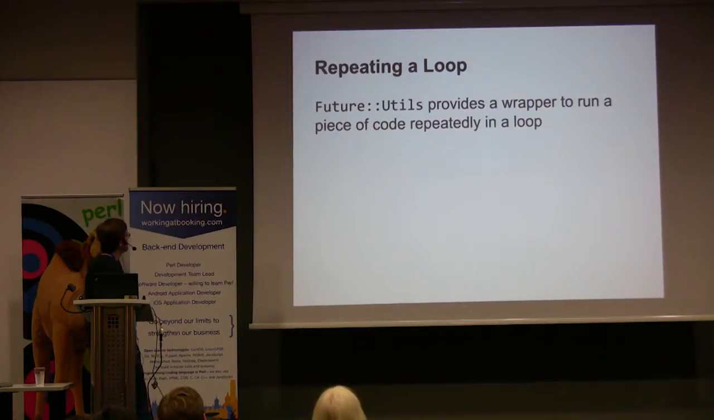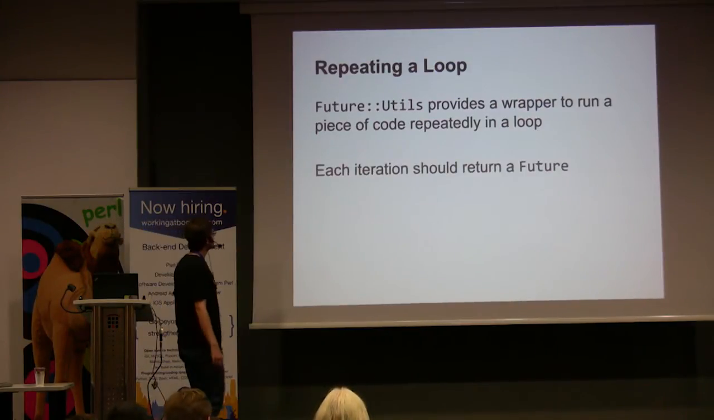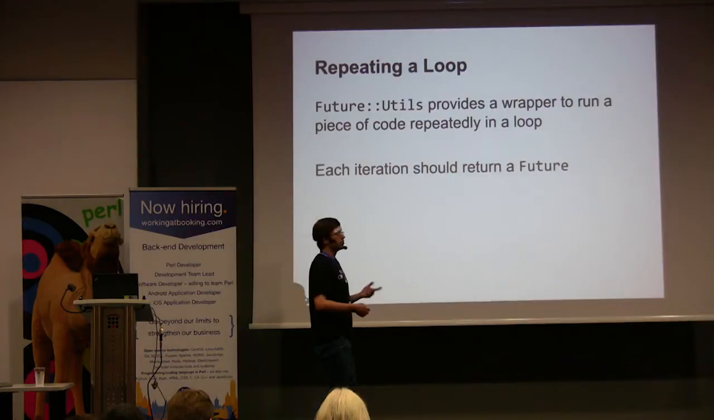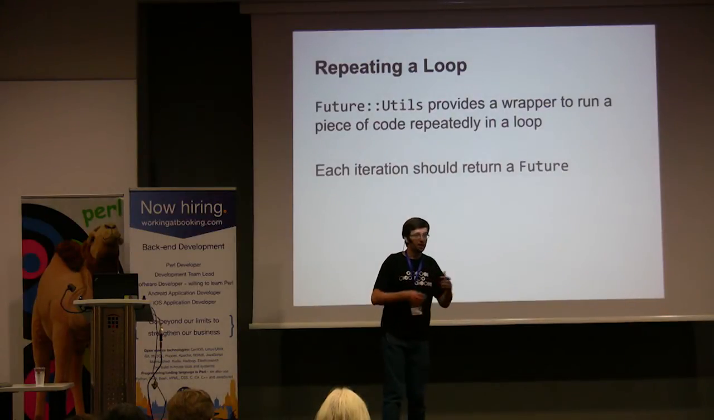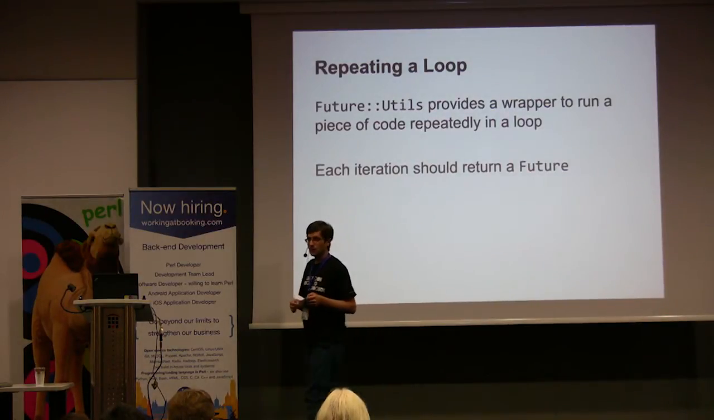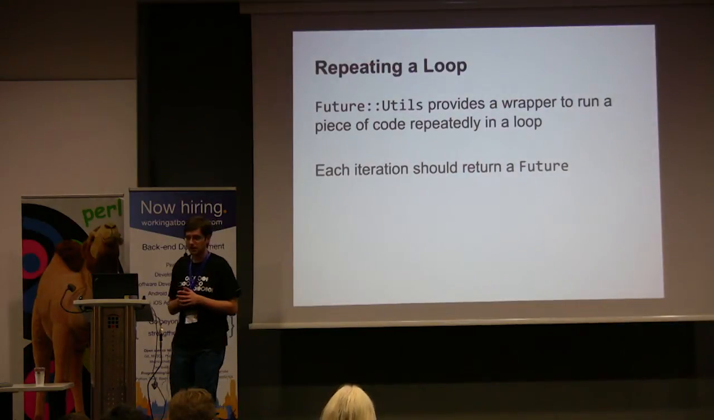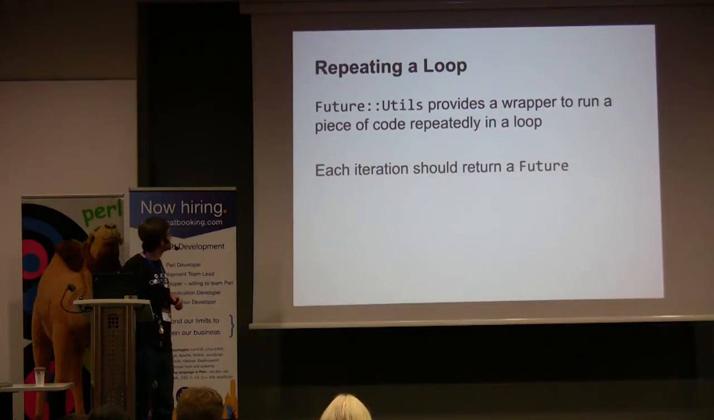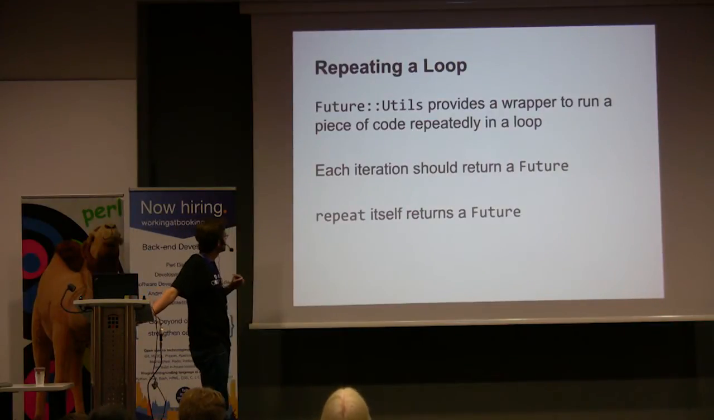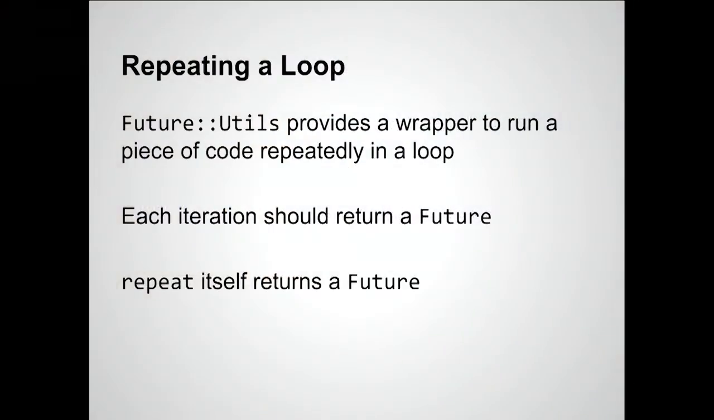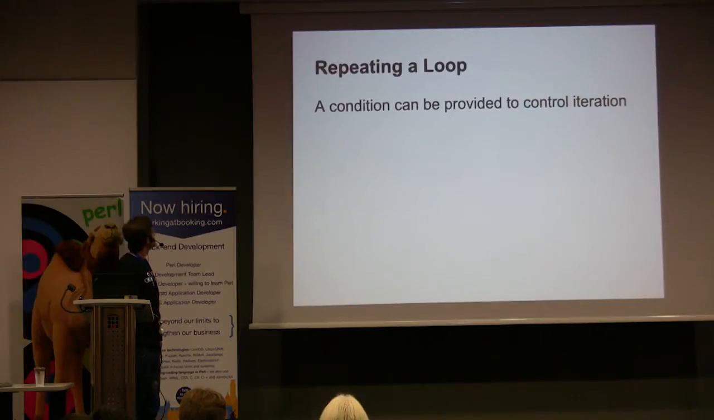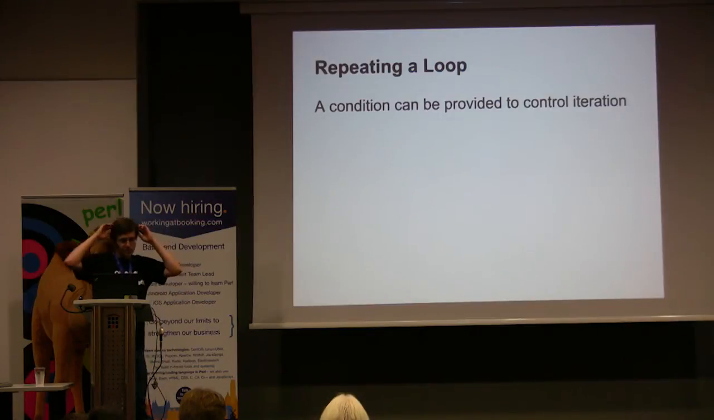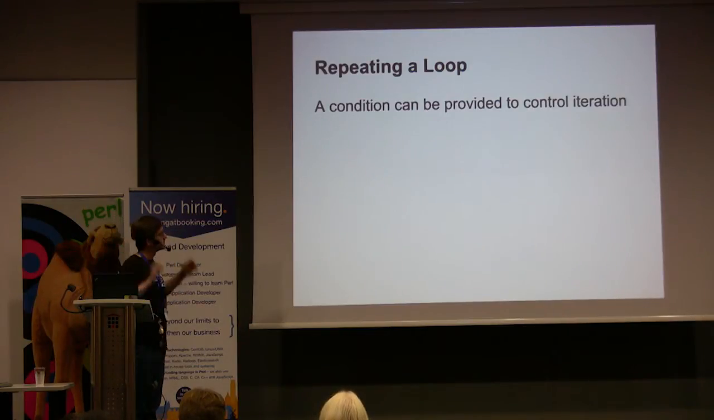So we have a wrapper to run a piece of code. When you're running a loop, you've got a function that's going to return a future. You're running it a bunch of times, waiting for it to eventually succeed. Well, that's an ongoing operation. That kind of sounds like a future. So we have this function called repeat that, funnily enough, returns a future that represents running this code repeatedly until it succeeds. So we have an example. And obviously, we don't want to repeat until the end of time. It'd be nice to have a function to tell us when it's ready.